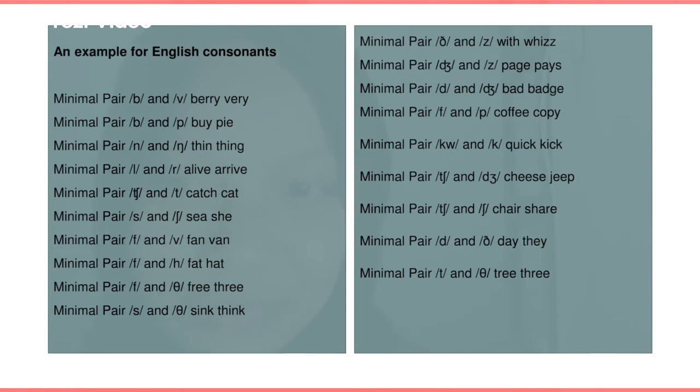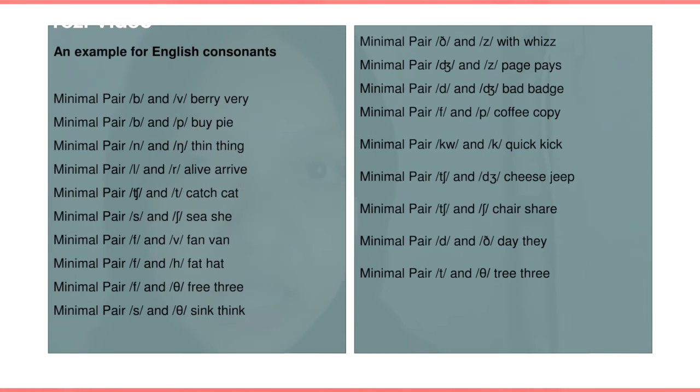Minimal pair F and V, for example, is fan and van. Minimal pair of F and H, for example, is fat and hat. Minimal pair F and Th, for example, is free and tree. Minimal pair S and Th, for example, is sing and think.